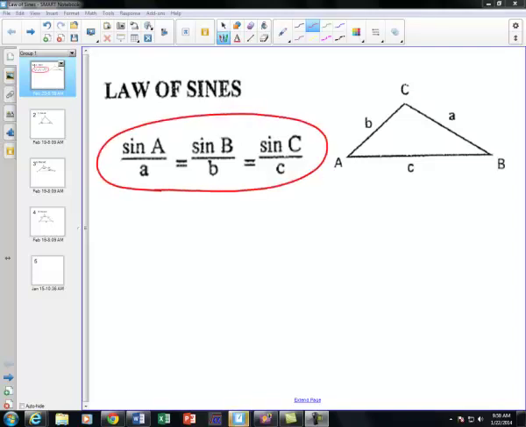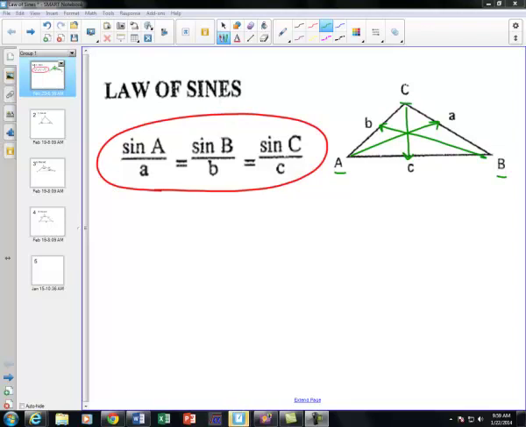The sine of angle A over side A equals the sine of angle B over side B equals the sine of angle C over side C. So in other words, these are all proportional. And so first I want you to notice a couple of things here. You've got capital A, capital B, capital C. All the capitals represent angles. And then across from those angles you have the lowercase letters, lowercase a, lowercase b, lowercase c. So the lowercase letters represent the sides.